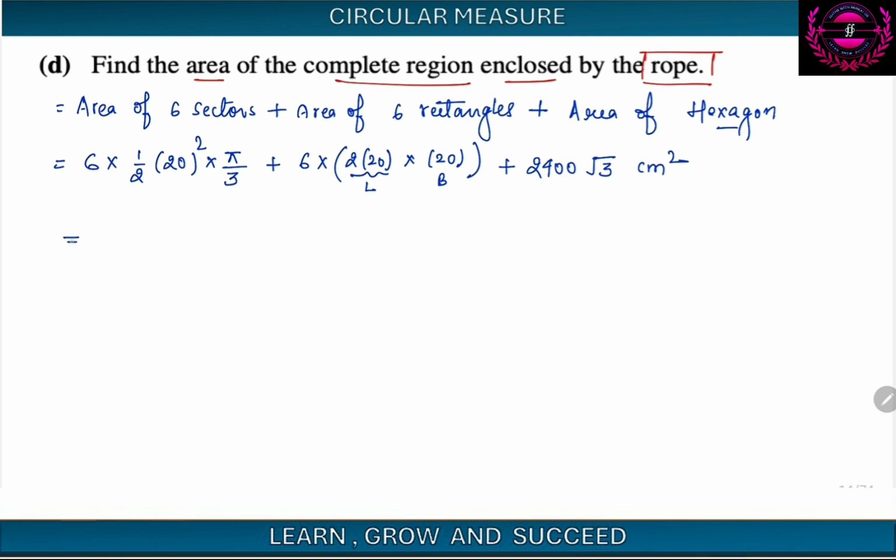centimeter square. So on calculation, this gives us 400 pi plus 4800 plus 2400 root 3 centimeter square. So this is our final answer.